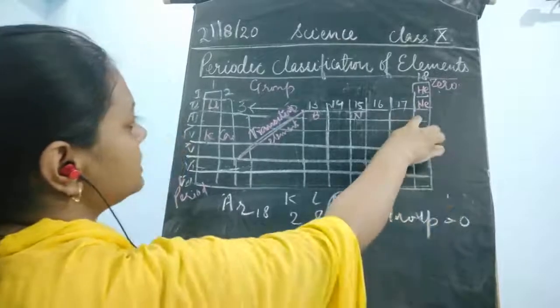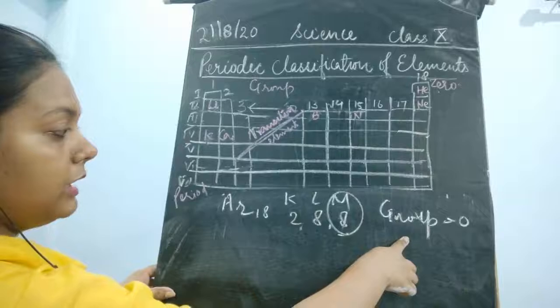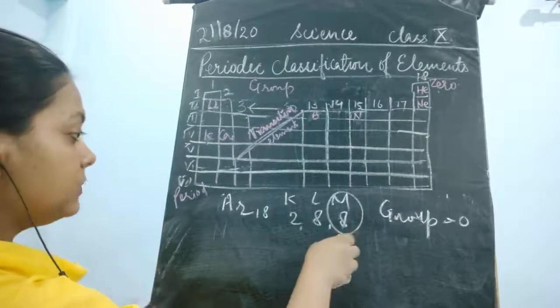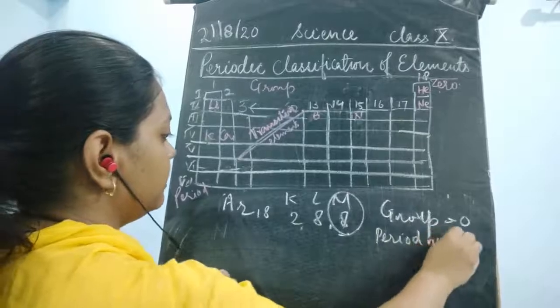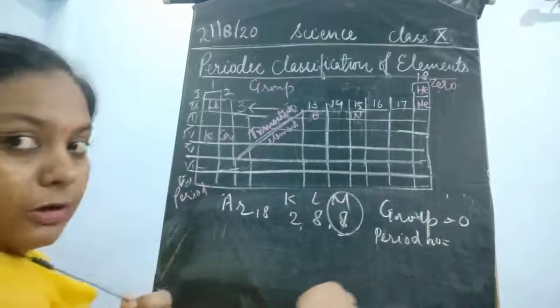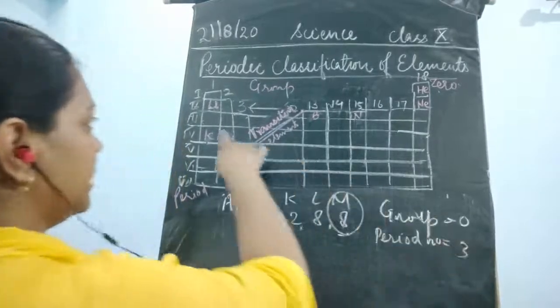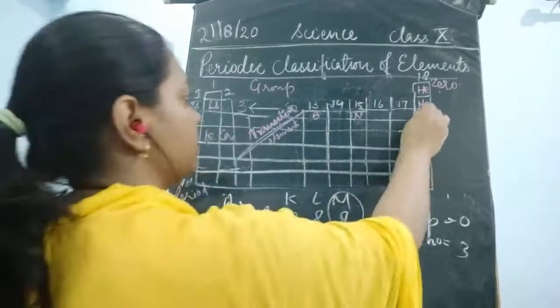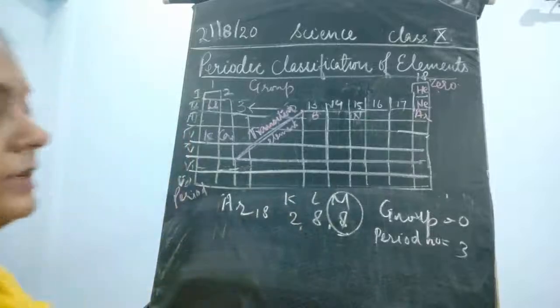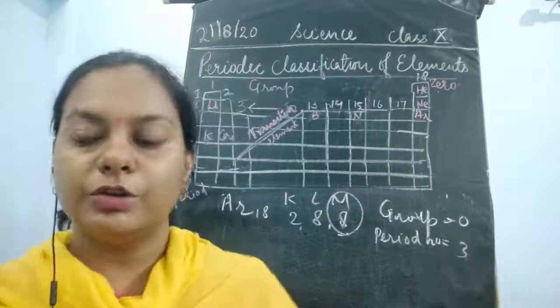Why? Because it is having 0 valence electrons. Next, what would be the period number? The period number would be 1, 2 and 3 by counting the number of shells. So it belongs to the third shell, third period. Now the answer would be here. So this is how you can fill the 0 group elements also.